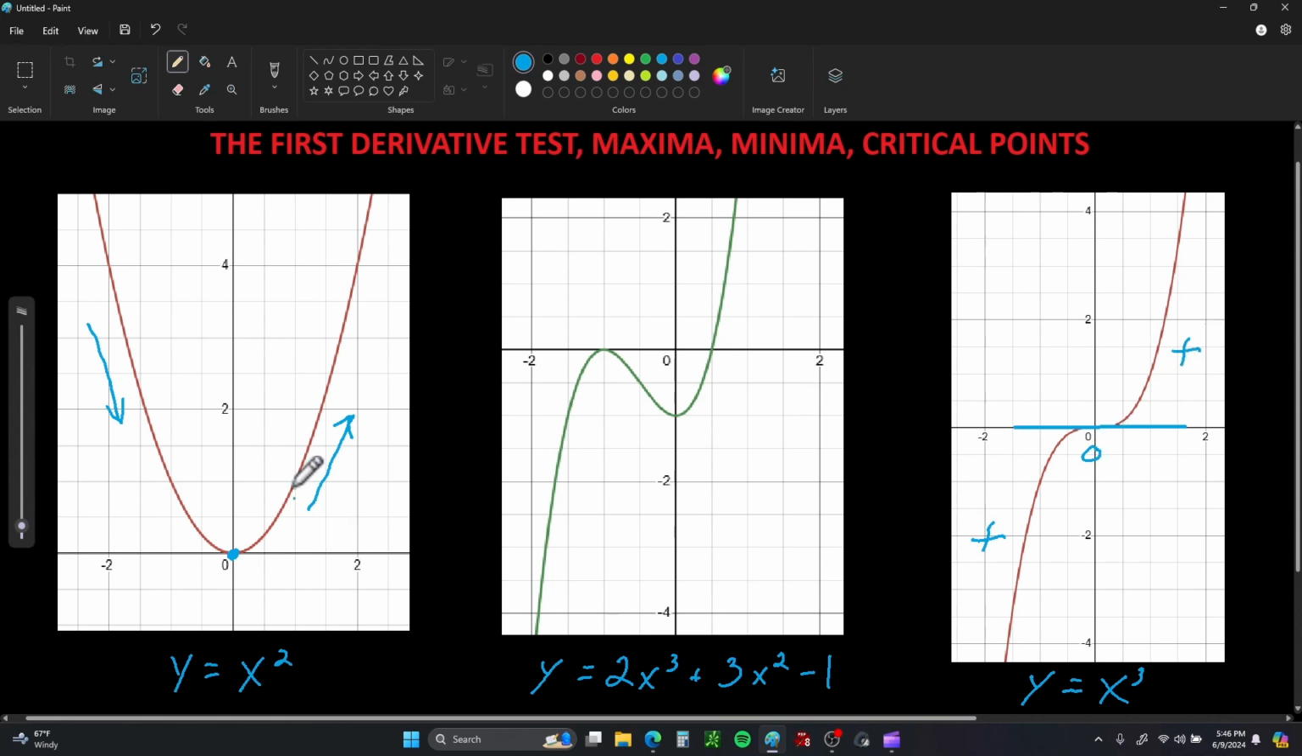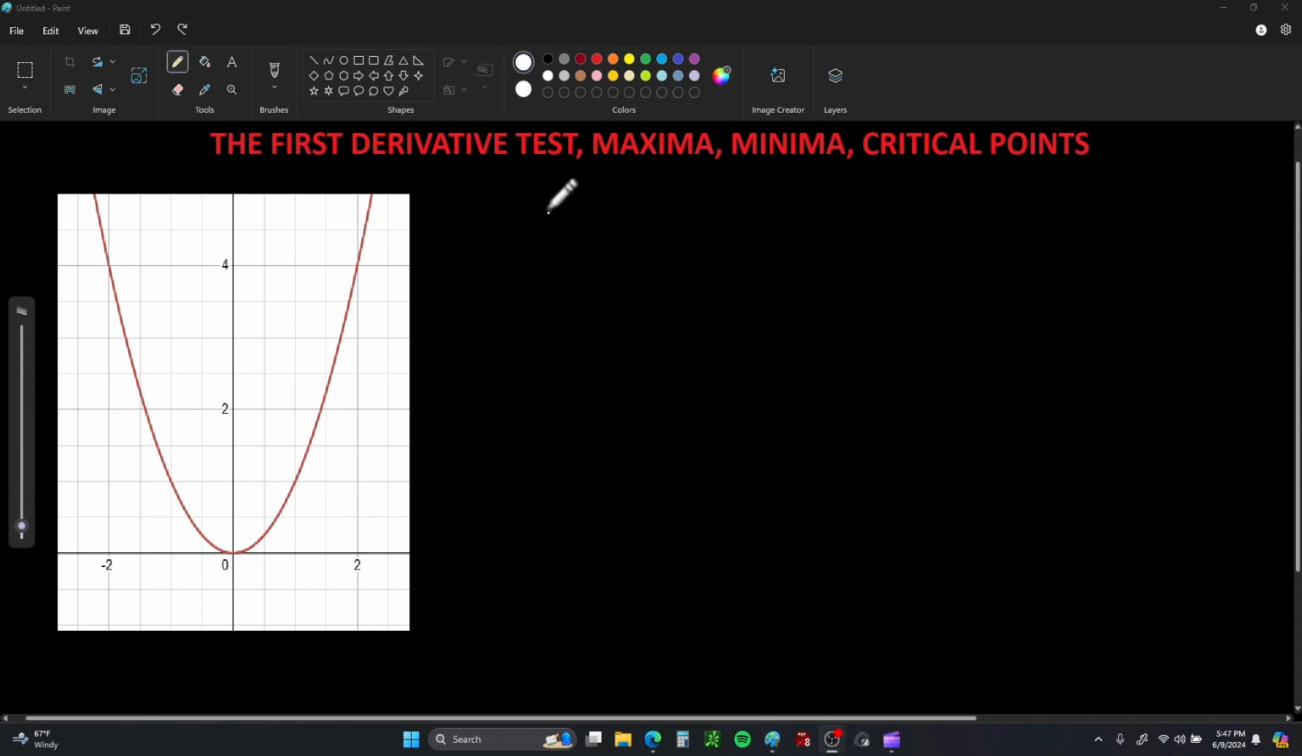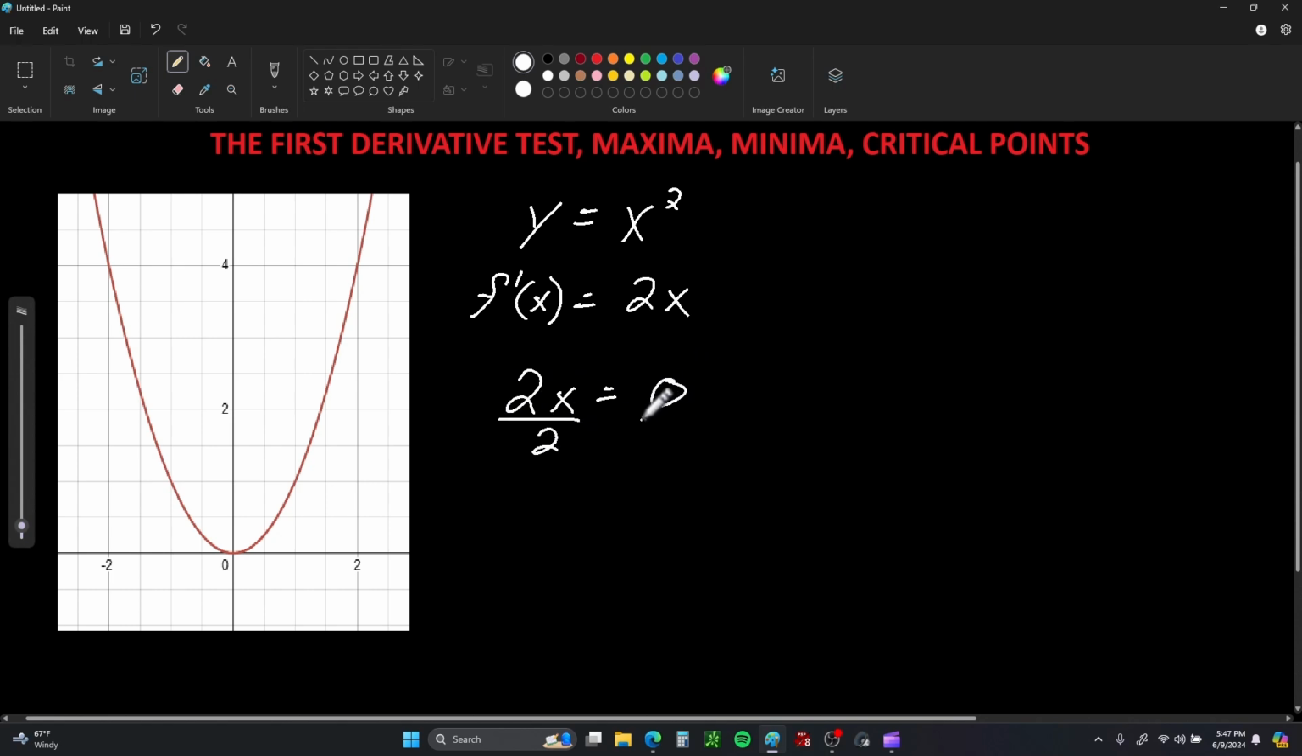Let's take a closer look at this one using the first derivative test. Our original function is y equals x squared. Our f prime of x is going to be 2x. To find a critical point, you simply set the first derivative equal to 0. So I have 2x equals 0. The only way to get that, of course, is if x itself is 0. So my critical point is 0, 0.